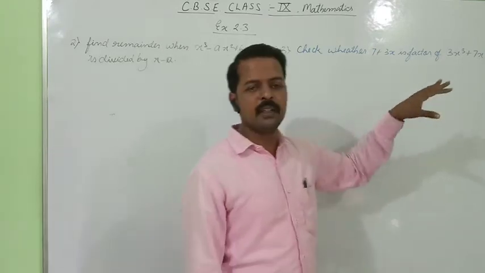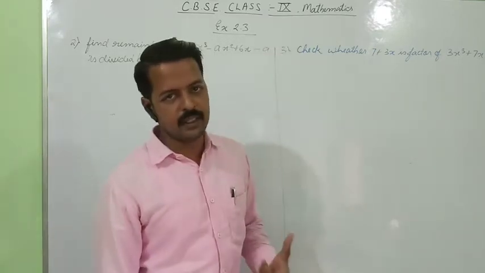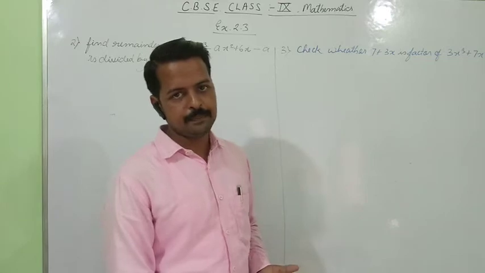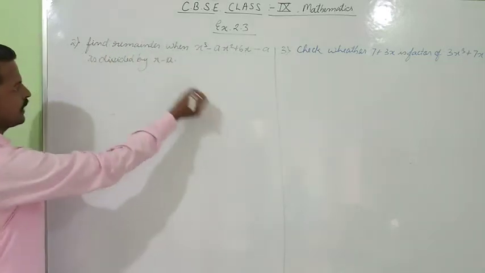As I said 5 minutes ago, after dividing, if we get the remainder as 0, or the remainder of any polynomial becomes 0, then we say the divisor is a factor of the given polynomial. So what is g of x here?